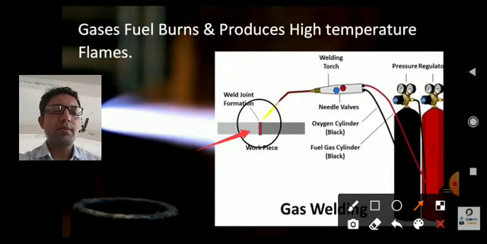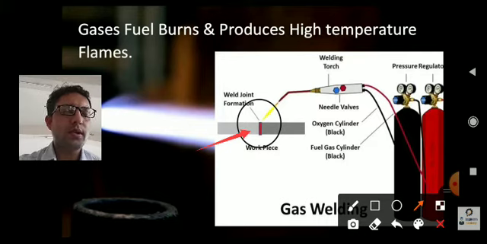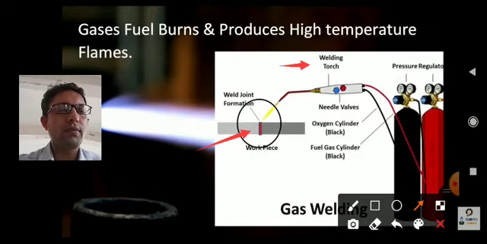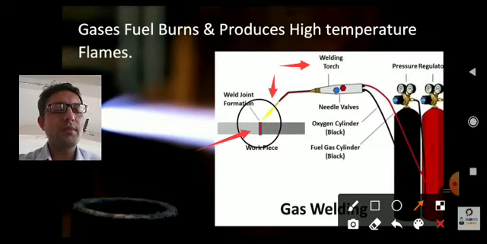As you know, what equipment there is in gas welding: the oxygen cylinder, then the acetylene cylinder, then there is a welding torch, and with the help of the welding torch the two gases mixture is burned. Then with the help of a light we have generated the flame. So with the help of that flame we have joined the two metals in gas welding.